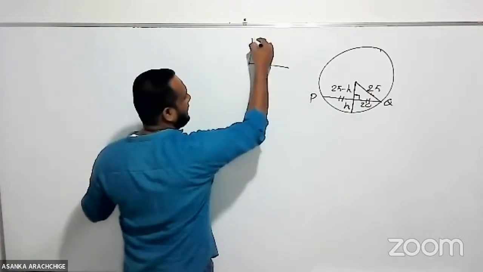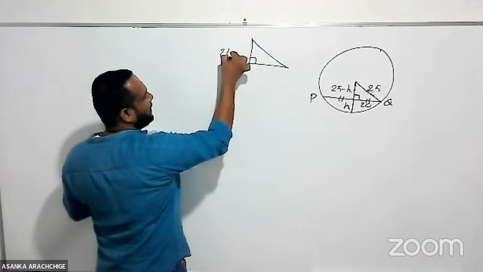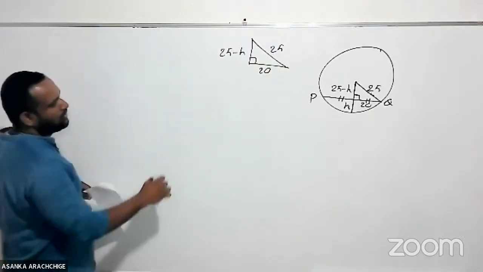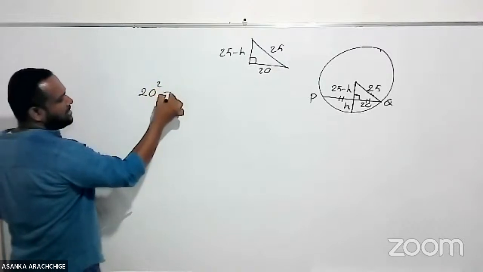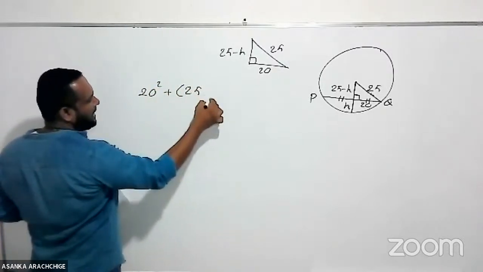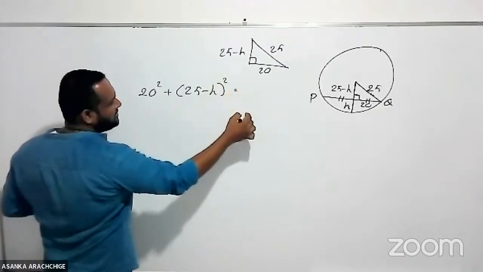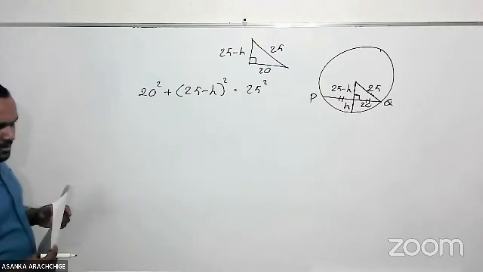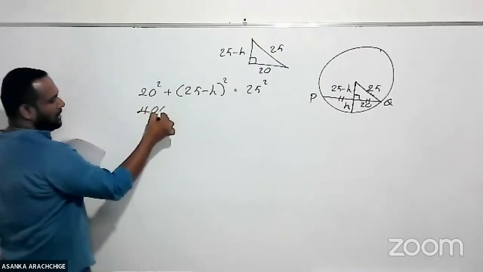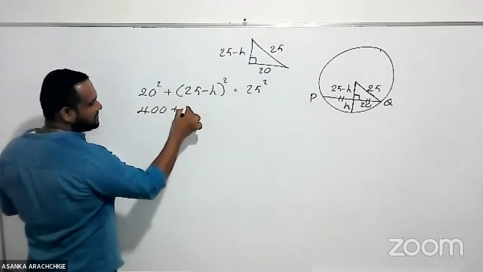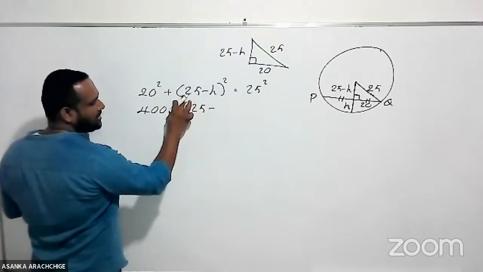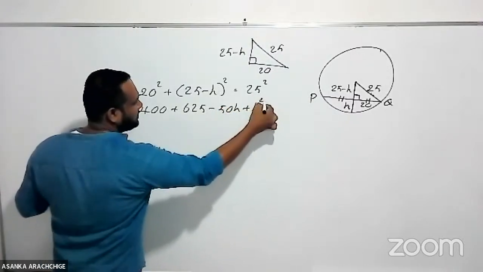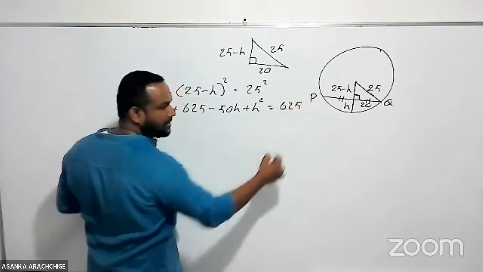Now you have a right angle triangle like this. This is 25 minus H, this is 25 and this is 20. You can write 20 squared plus (25 minus H) squared is equal to 25 squared. 20 squared is 400, plus 25 squared, 625, minus 2 times 25 times H, that is 50H, plus H squared, is equal to 625.